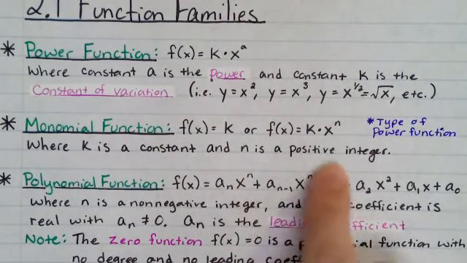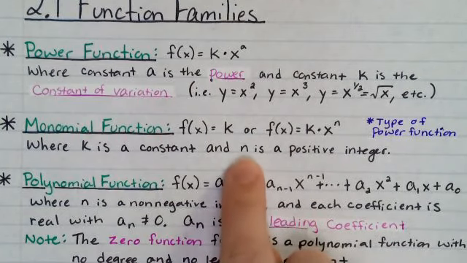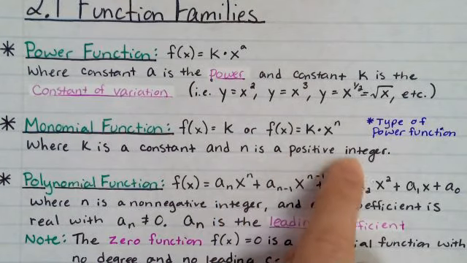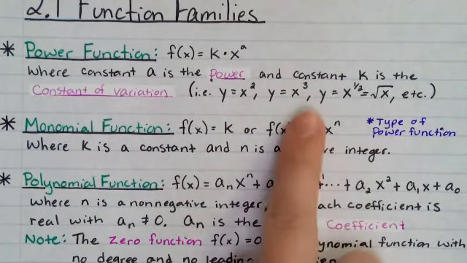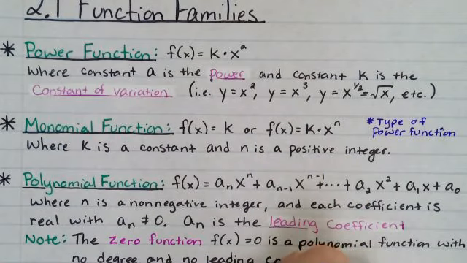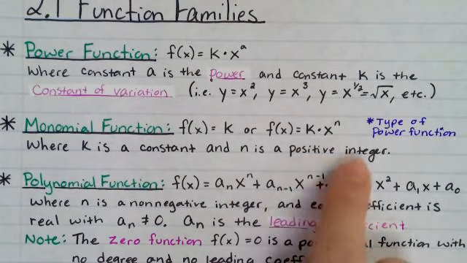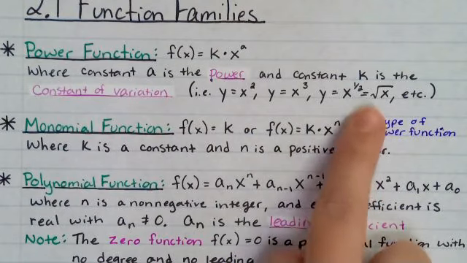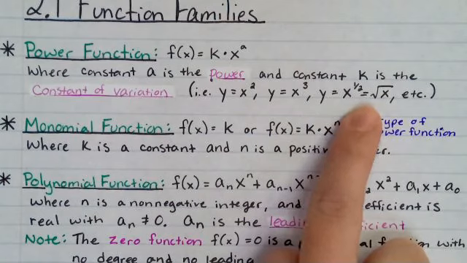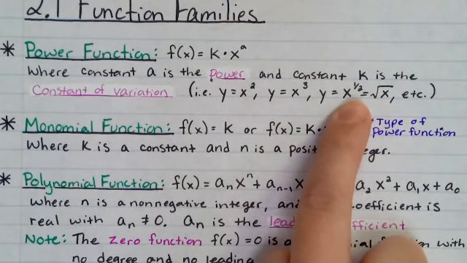So if you look here, a very important feature is that your exponent in it is going to be a positive integer. That's different than what we had on the power functions because it didn't matter, as long as it was a number. But on the monomial function, we want only positive integers. Okay, so the square root function would not count as a monomial function because this has a 1/2 power.